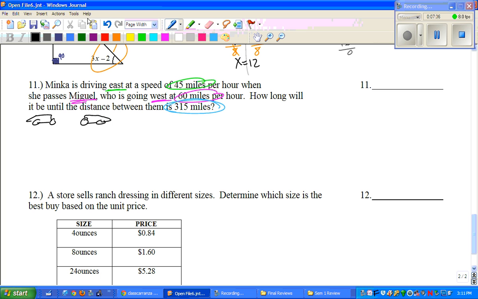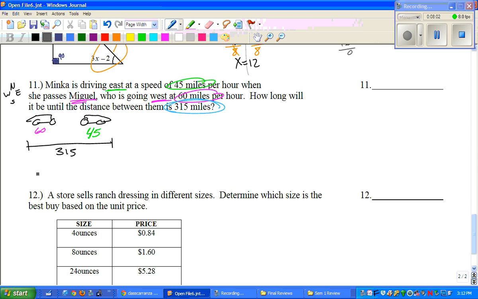Now, Minka is going east, so let's see. If I remember correct, never eat soggy waffles, so there she is. She's going 45 miles per hour. And Miguel's going 60. And we want the distance to be 315.